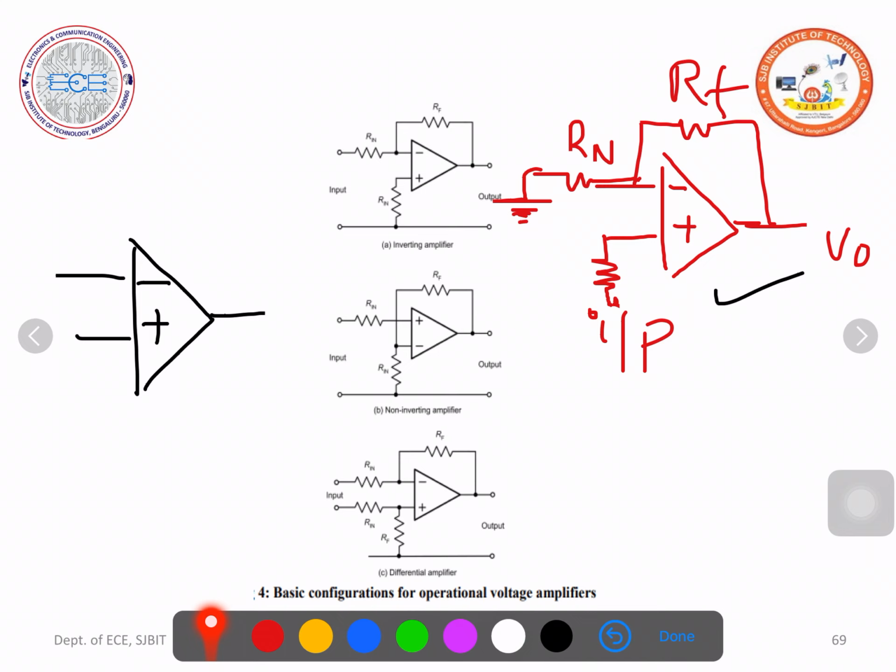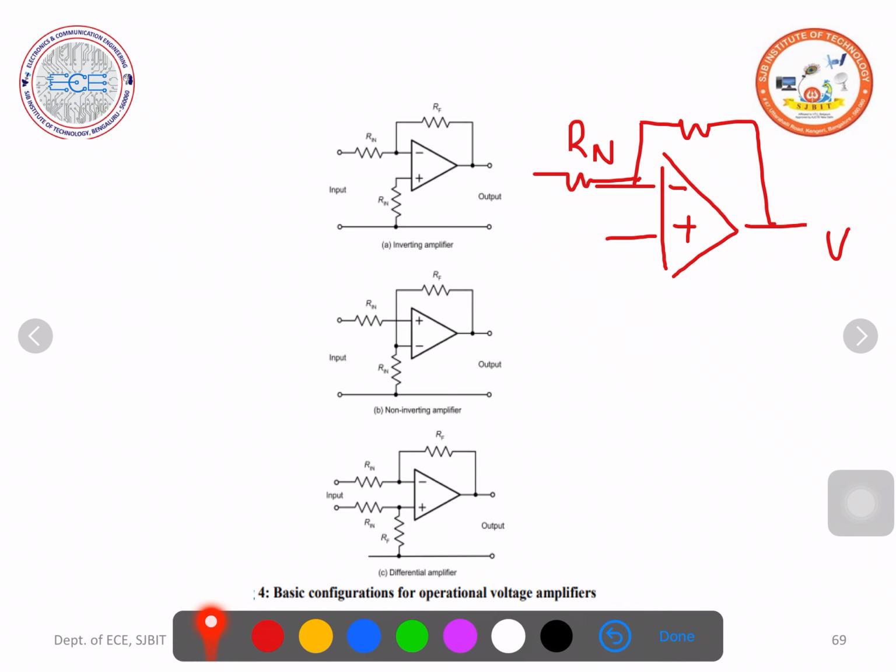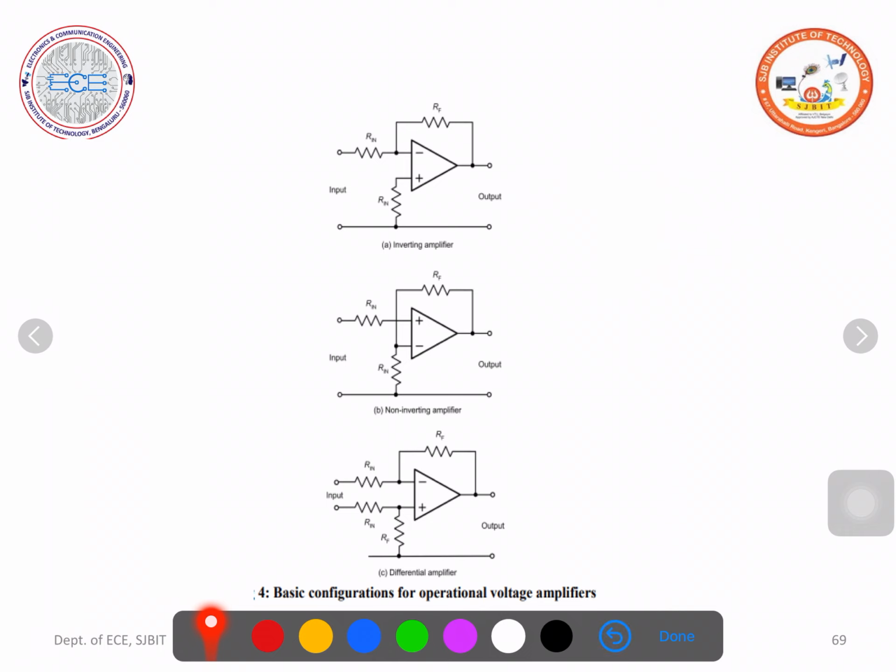After the inverting and non-inverting amplifiers, let us move on to the differential amplifier. The name itself says it amplifies the difference between the two input signals. Where are those two input signals applied? One input signal is applied to the inverting input terminal through a resistance RN. The other input is applied to the non-inverting terminal through one more resistance RN. There is a feedback resistor which is grounded here. Then, as usual, there is feedback to the inverting terminal through the feedback resistance.